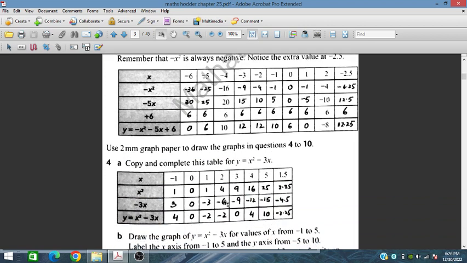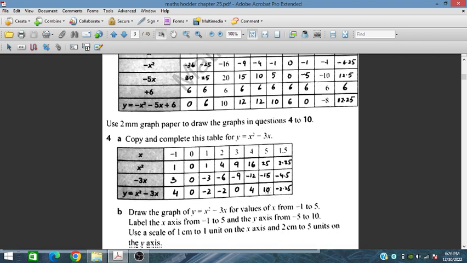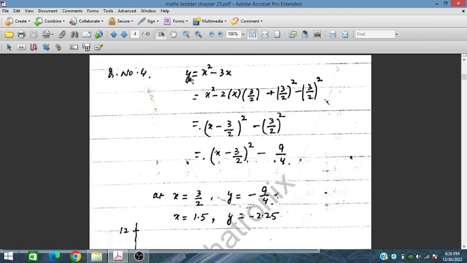Now question number 4: copy and complete the table for the graph y equals x squared minus 3x, and we have to draw the graph. So we have y equals x squared minus 3x, and we have to make it a complete square. So we'll add 3 by 2 squared and subtract the same 3 by 2 squared, so nothing is changed here.